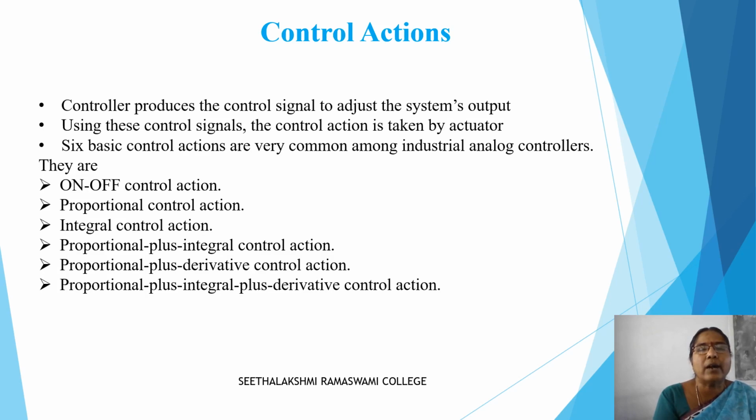Next one is the control action. Controller produces a control signal to adjust the system output. Using these control signals, the control action is taken by the actuator. Six basic control actions are very common among industrial analog controllers. The control actions are on-off control action, proportional control action, integral control action, proportional plus integral control action, proportional plus derivative control action, proportional plus integral plus derivative control action.